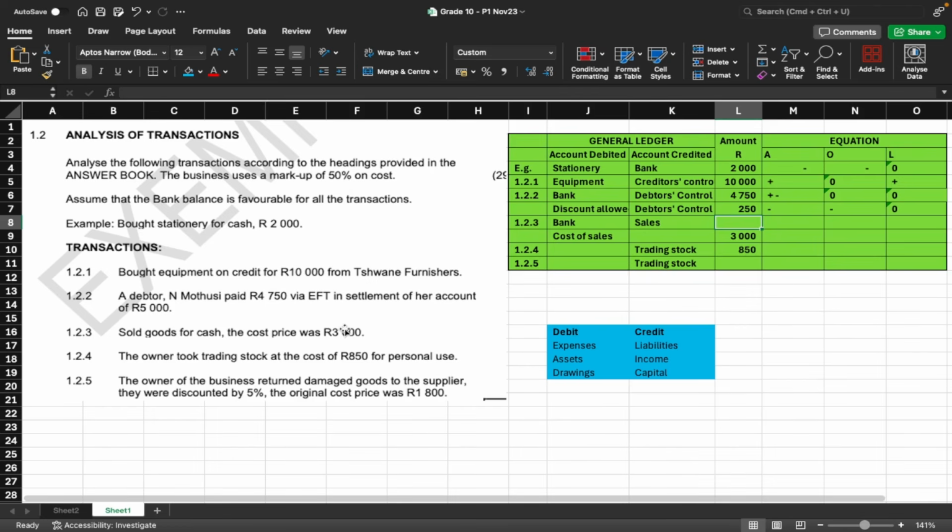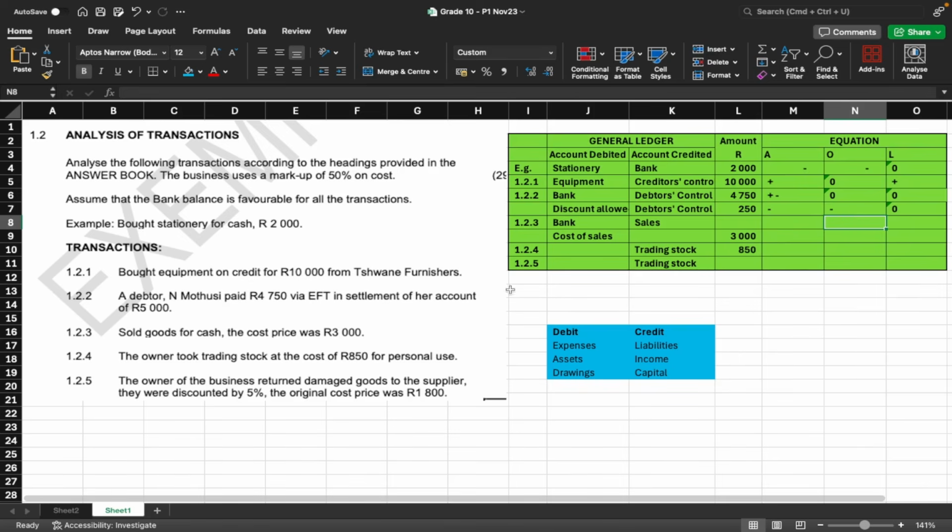That means this 3,000 Rand, I need to add 50% on top of that, and that will be my selling price, okay? And by the way, why did I put the account credited as sales here? Well, that's because sales is an income, okay? Sales is always an income. And if you look at my acronym here, we've got credit, income. So we are crediting our income. So whenever you sell to your customers, you will record sales and you put it on the credit side, because sales is an income. And I can already tell you that income is under owner's equity, and income is a good thing, so it's increasing our owner's equity. So it's going to be plus under owner's equity, okay?